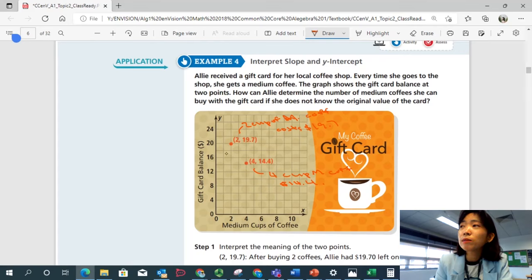Sorry. So gift card balance is how much you have in the card. So after you use it, it goes down, right? So after 2 cups of coffee, she has $19.7 left. After 4 cups of coffee total, she has $14.4 left in her gift card. So that's what it means.